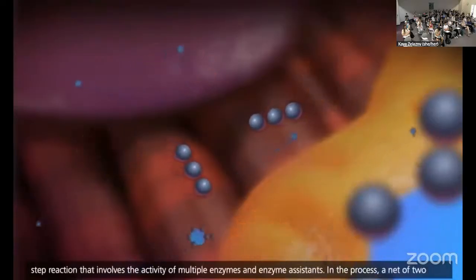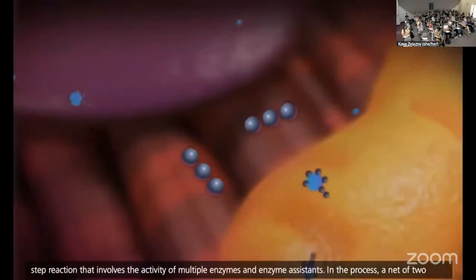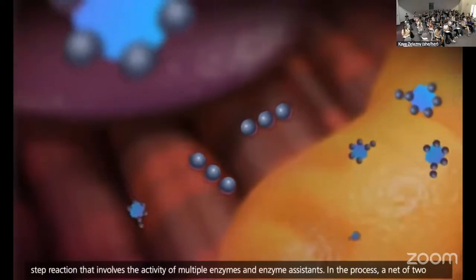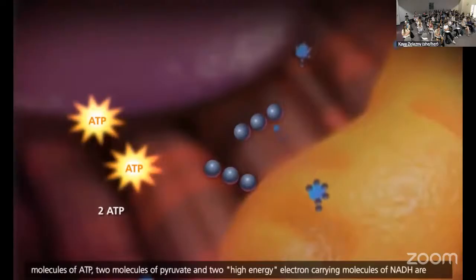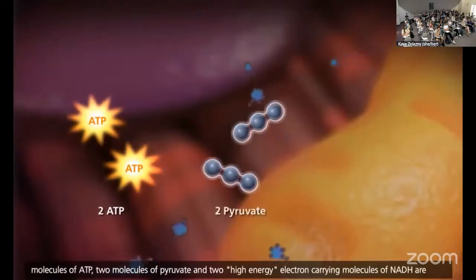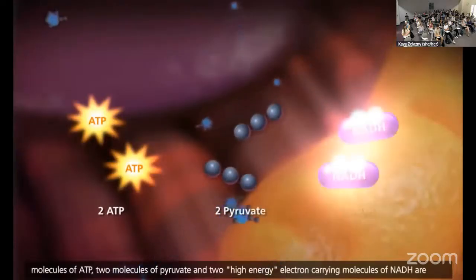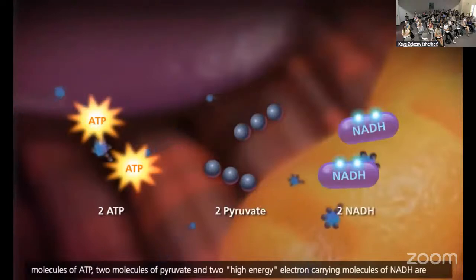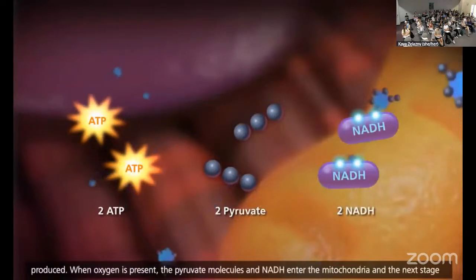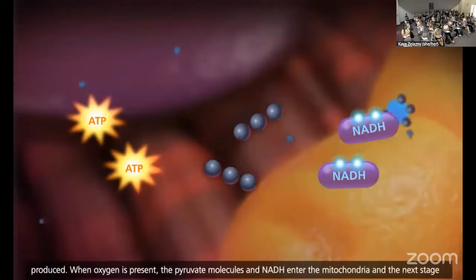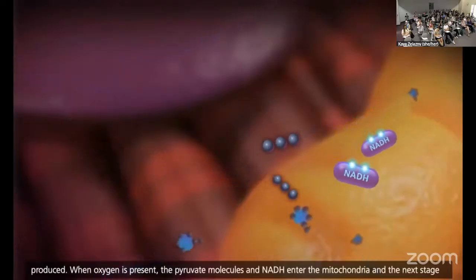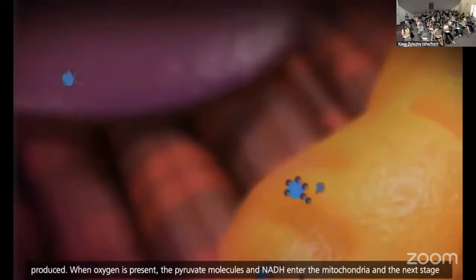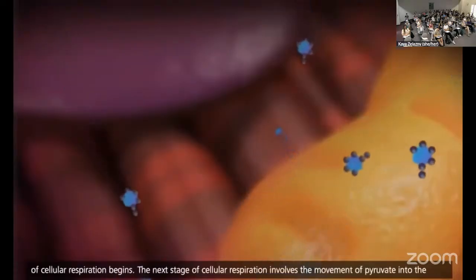Glycolysis is a 10-step reaction that involves the activity of multiple enzymes and enzyme assistance. In the process, a net of 2 molecules of ATP, 2 molecules of pyruvate, and 2 high-energy electron-carrying molecules of NADH are produced. When oxygen is present, the pyruvate molecules and NADH enter the mitochondria, and the next stage of cellular respiration begins.